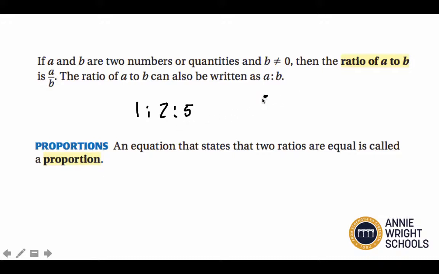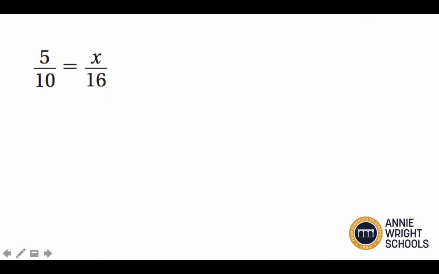So one of my favorite questions: the ratio of angles of a triangle are 1 to 2 to 5. So that means this. And then that means 8x equals 180. You can solve for x. An equation that sets two ratios equal is called a proportion. You probably dealt with proportions before.